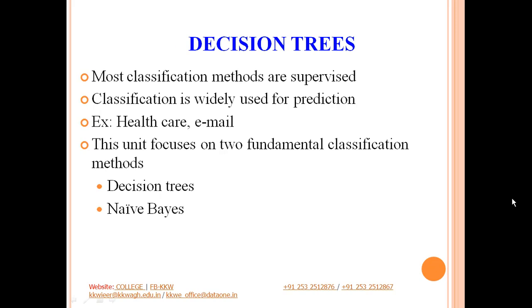So decision tree is one of the classification methods, and it belongs to the category of supervised learning. As we all know, supervised learning is a methodology wherein we are given a labeled data set and we train our model, and the same model can be used on the test data set for prediction and recommendation purposes. So classification is widely used for prediction.